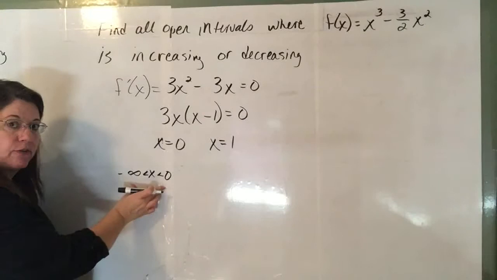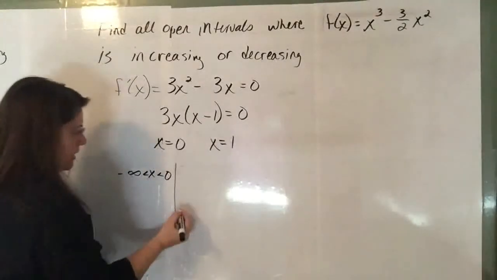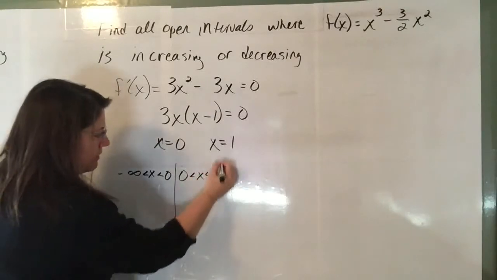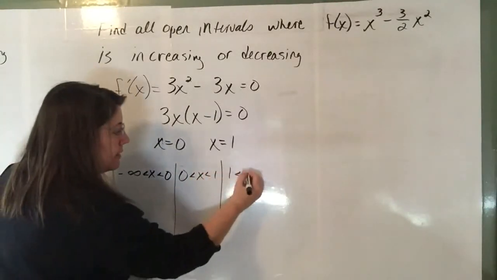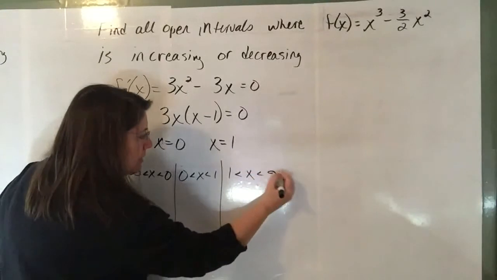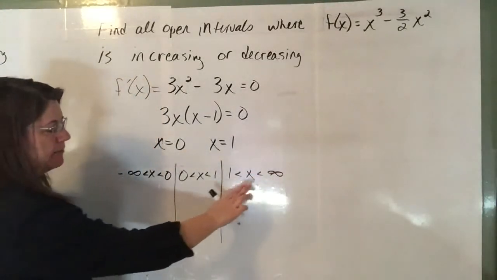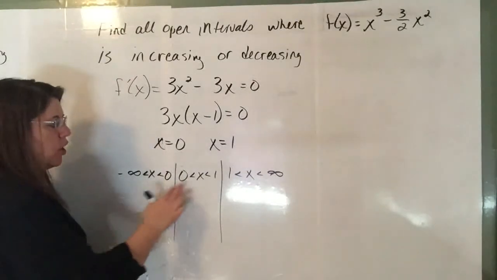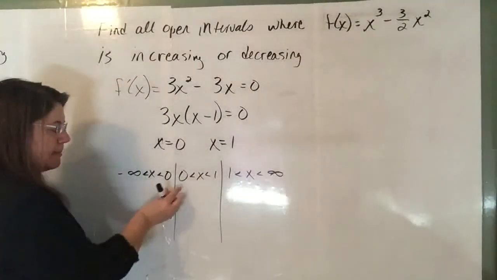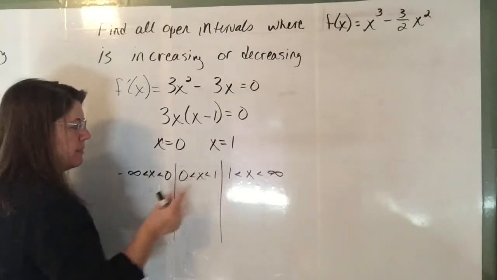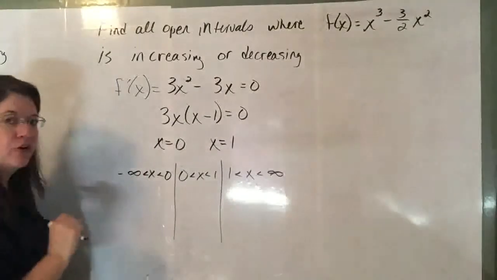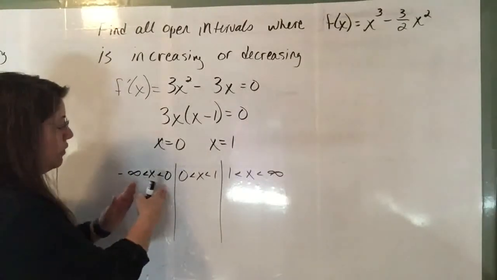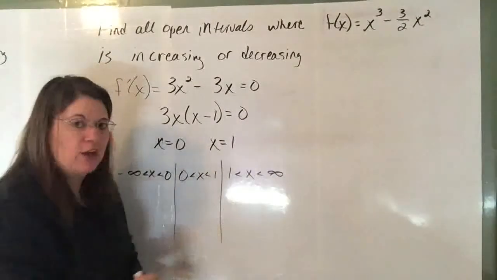That's an open interval. The next open interval goes from 0 to 1, so x is between 0 and 1. And 1 and infinity would be our third interval. These are open intervals. I make the cutoff points at 0 and at 1 because we already know those are our critical values. What we're trying to determine is what's happening within the intervals between those values.